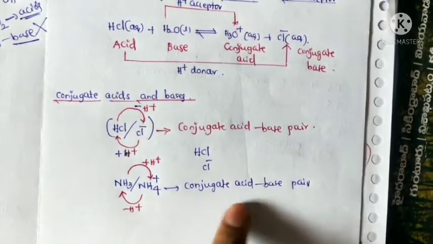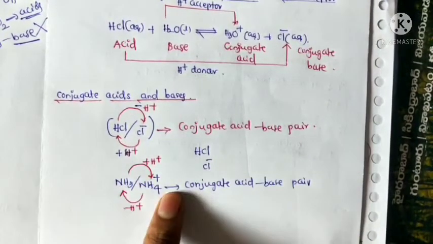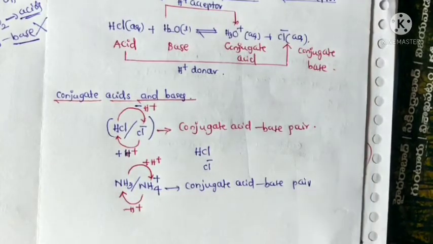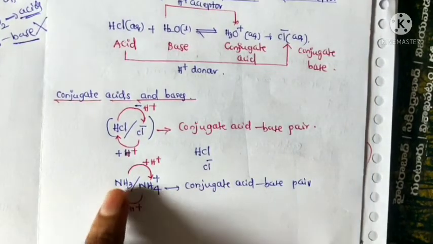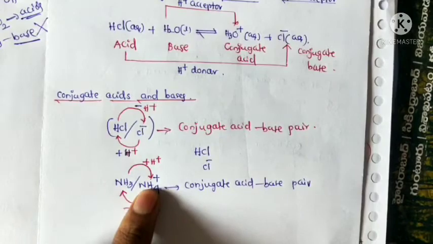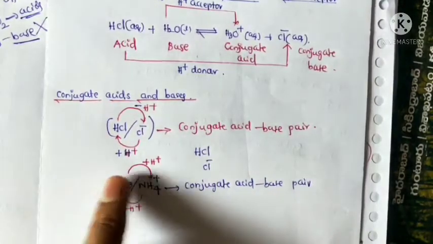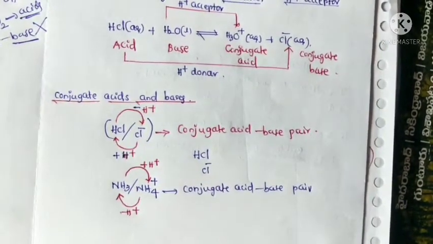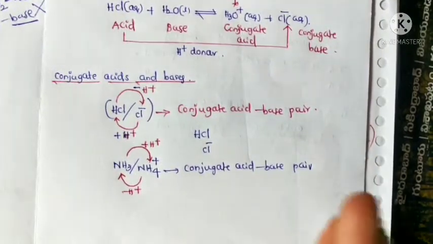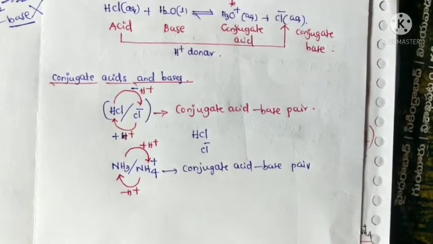It is called a conjugate acid base pair because the pair differs by only one proton. So in the two pairs, how many protons are different? Only one proton. So that pair is called a conjugate acid base pair.